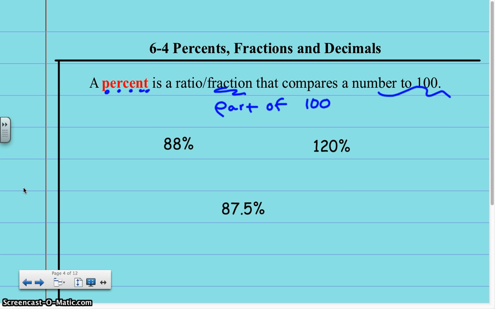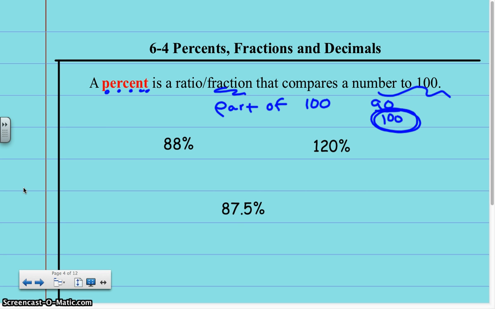Like when you get 100%, it means you got 100 out of 100. If you got 90%, it means you'd get like 90 out of 100. It works like that. It's comparing it to the whole, and the whole is 100.